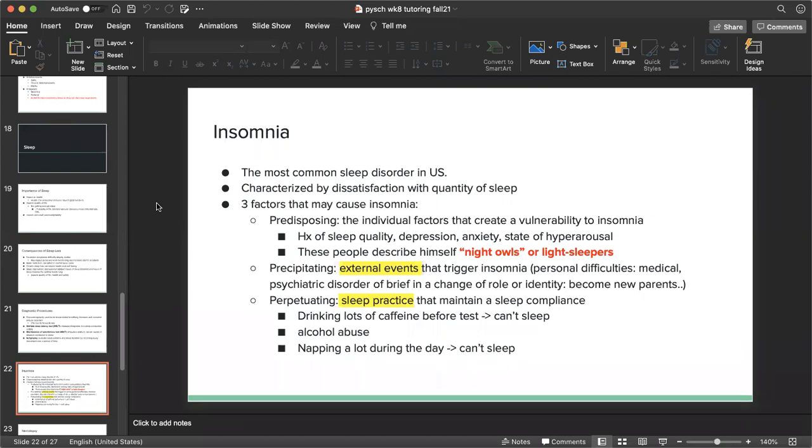These people describe themselves as night owls or light sleepers. Precipitating, so external events that trigger insomnia, so personal difficulties like medical or psychiatric disorders or a brief change in role or identity, like becoming new parents or starting a new job so you can't sleep. And then perpetuating is sleep practice that maintains a sleep complaint. So drinking lots of caffeine before a test will make it hard for you to sleep later. Alcohol abuse or napping a lot during the day means you can't sleep later at night.